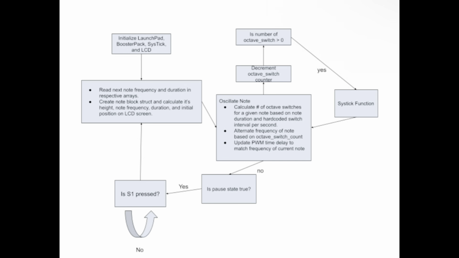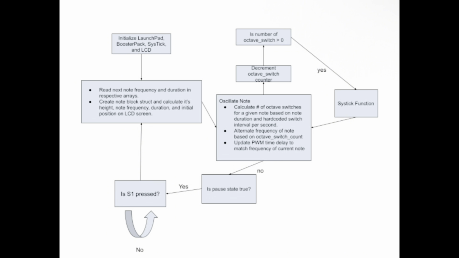At the beginning of the program, we initialize all the necessary parts for our booster pack function, such as the launchpad, the booster pack itself, the SysTick, which is the main counter that we use to update the LCD to display all the note blocks and frequency notes and stuff, and of course the LCD itself. Once we initialize everything, we first read the first note.